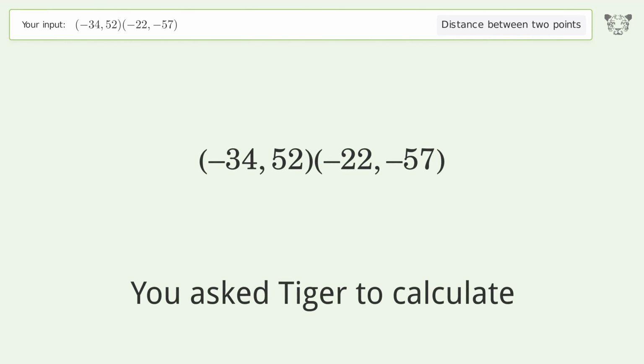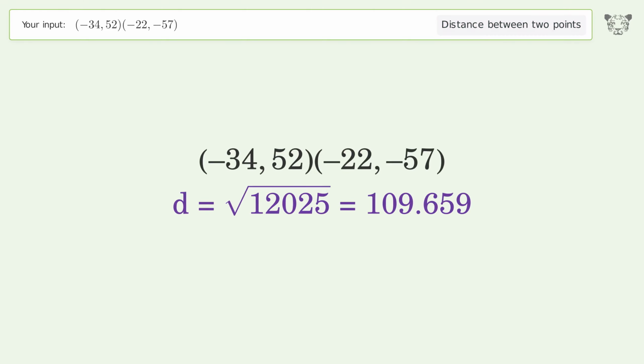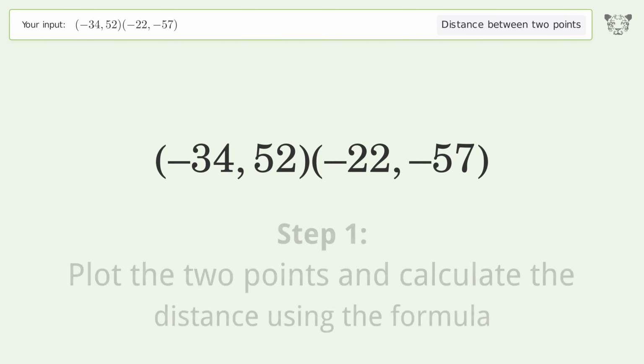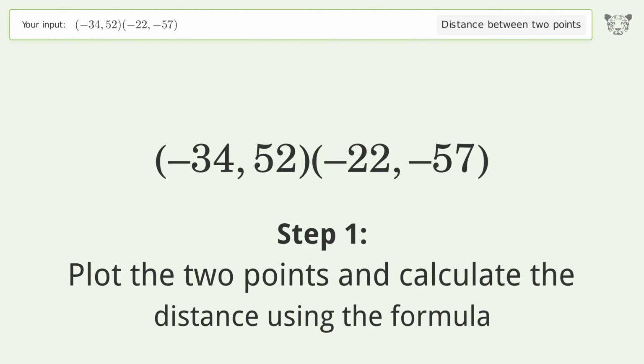You ask Tiger to calculate. This deals with the distance between 2 points. The distance between the 2 points is the square root of 12,025 or 109.659. Let's solve it step by step. Plot the 2 points and calculate the distance using the formula.